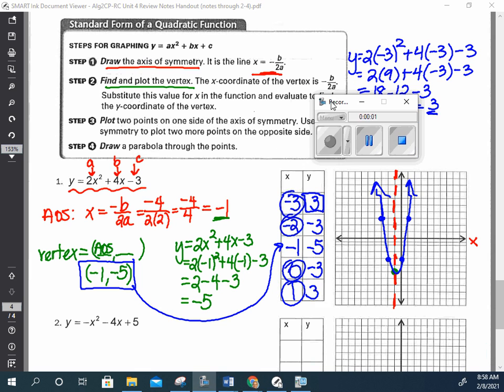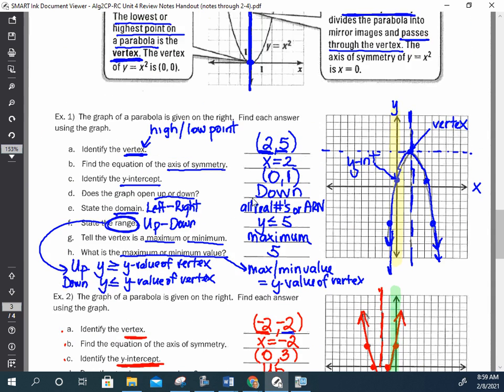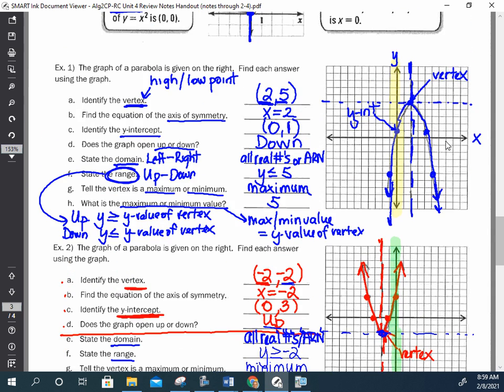Let me quickly review where we left off on Thursday. So Thursday, we started graphing quadratic functions. We actually started with taking a graph that was already done and identifying the basic information from it: vertex, axis of symmetry, y-intercept, telling whether the graph opens up or down, domain, range, max and min, and what the maximum or minimum value is.